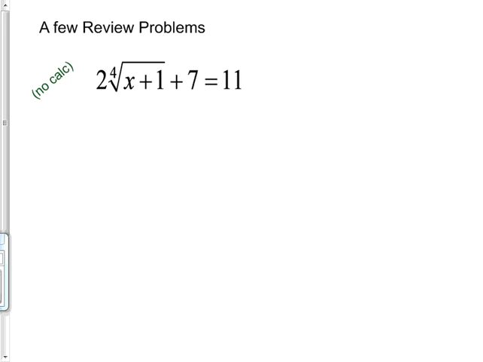First step, subtract 7. Next step, divide by 2. See if you can do it from there.